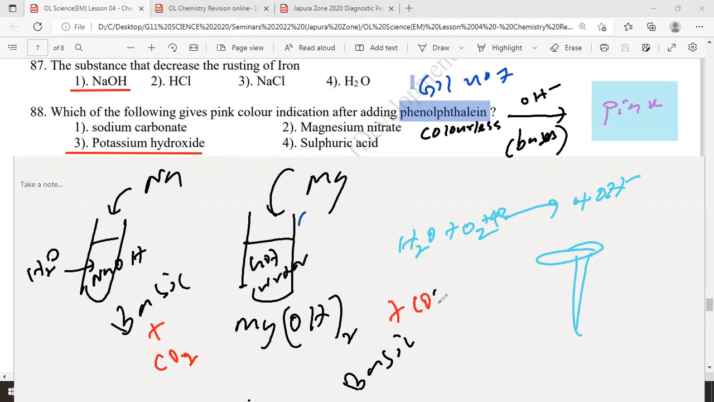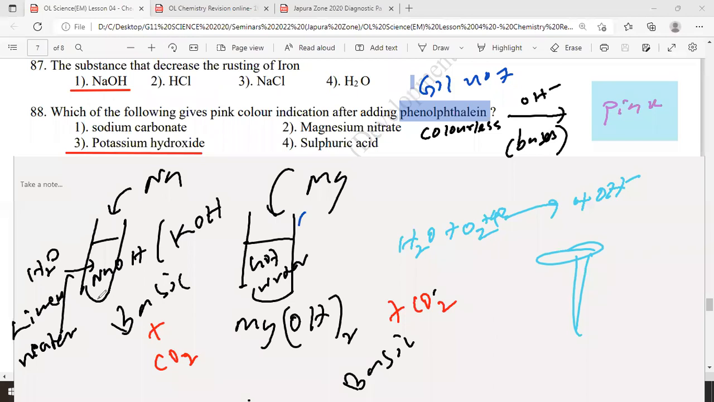The other most important point is that basic solutions can combine with acidic gases like CO2. That's why we use potassium hydroxide, sodium hydroxide, even lime water, all these bases, basic solutions, in the respiration experiment in grade 10. Therefore, acidic gases can be dissolved in a basic solution. So in your bedroom, if you have a container with sodium hydroxide exposed to the atmosphere, then what happens? CO2 gets absorbed into that.